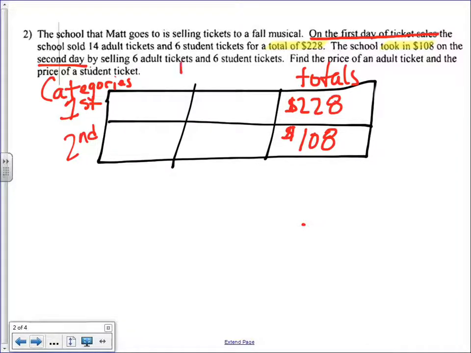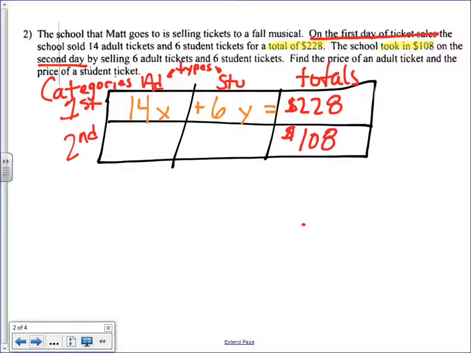And then on top, the types are still the same. That hasn't changed since the last time we talked about this. The two different types are adult tickets and student tickets. Okay, so let's go ahead and fill in our table. How many adult tickets did we sell on the first day? Well, it says on the first day of ticket sales, they sold 14 adult tickets and 6 student tickets. So 14, 6. We're missing variables here, so let's put x and y. So 14x plus 6y equals 228.